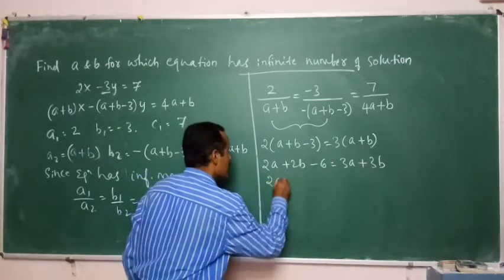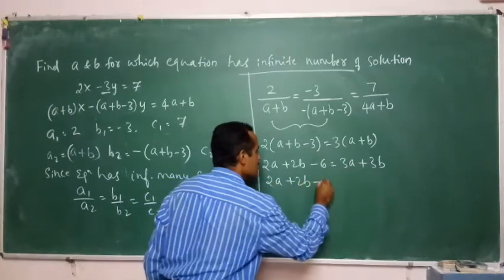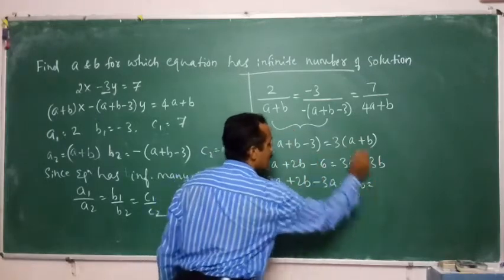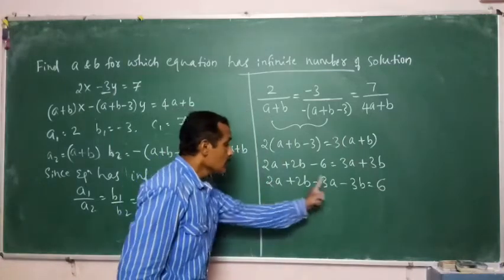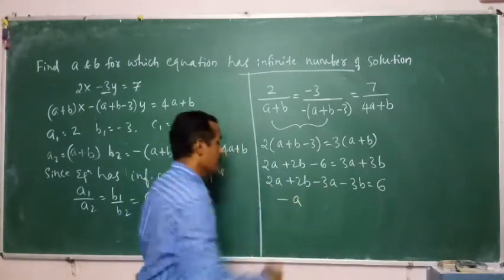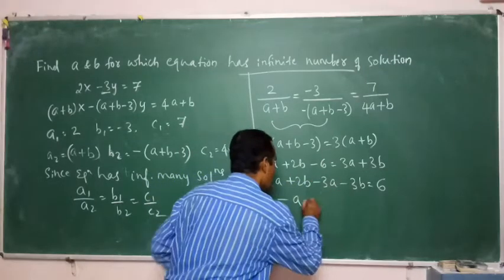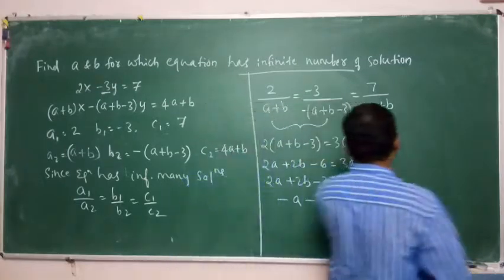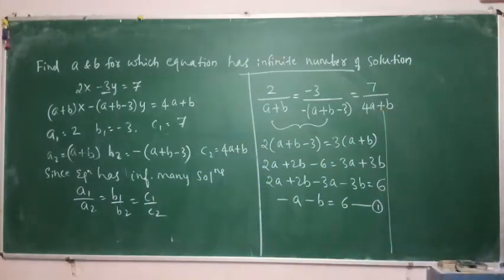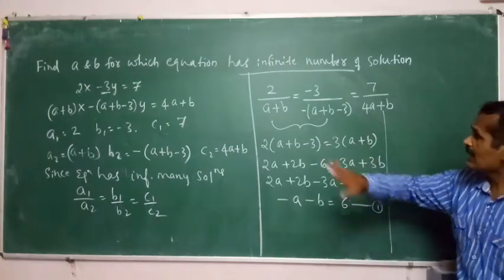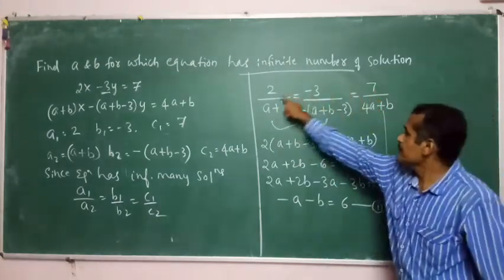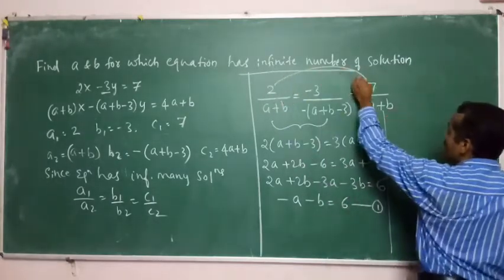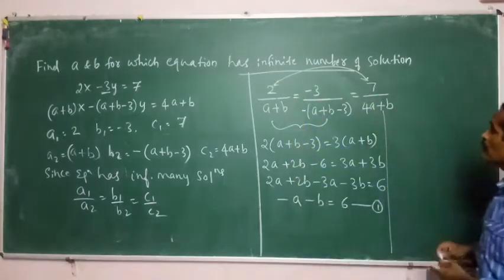2A plus 2B minus 3A minus 3B is equal to minus 6 goes to the RHS, which is 6. 2A minus 3A is minus A. 2B minus 3B is minus B. So minus A minus B is equal to 6. That is my equation number 1. After getting equation number 1, I will generate one more equation. For that, either I can take these two or I can take these two. Anyway, I can solve it, but I will take these two. I feel it is simple.